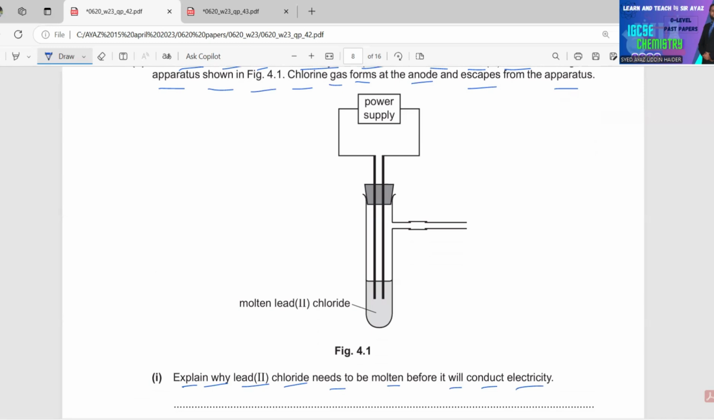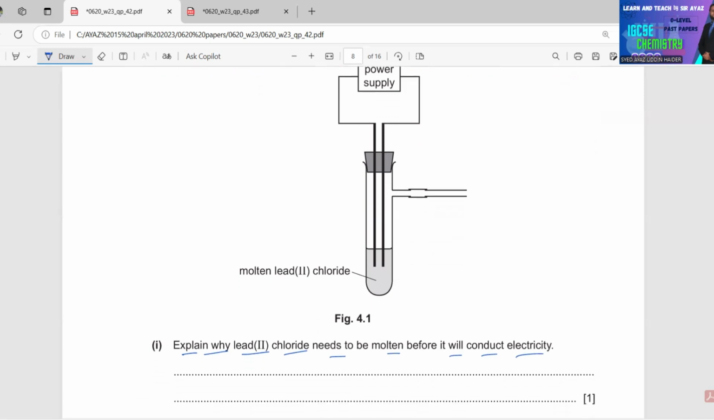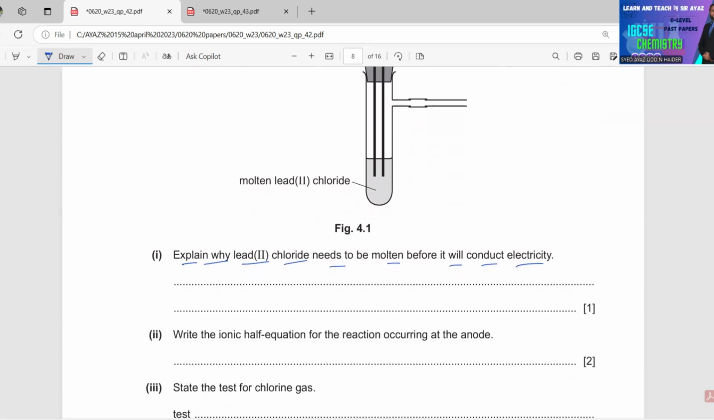Now, in the molten state, the ions are free. So you have mobile or free ions.